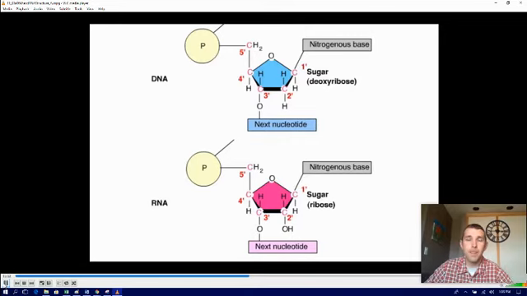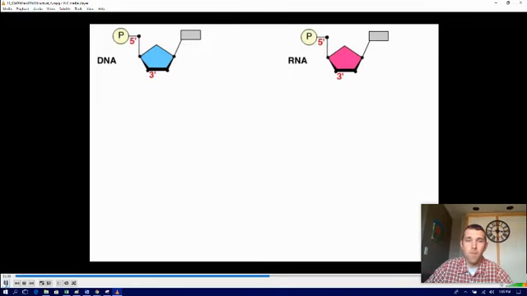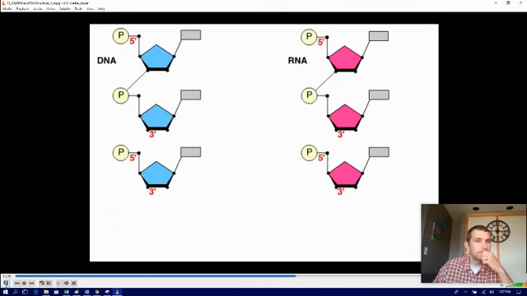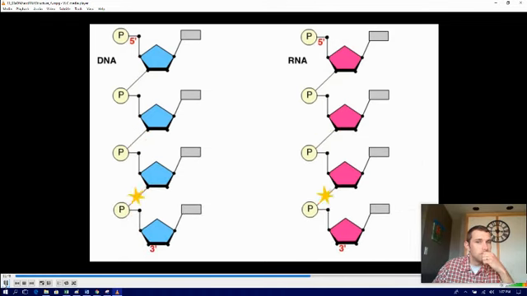The 1' carbon is bonded to the nitrogenous base, the 3' carbon to the next nucleotide, and the 5' carbon to the phosphate group. DNA and RNA are polynucleotides, long chains of nucleotides. Polynucleotides are always assembled in the 5' to 3' direction. A covalent bond forms between the carbon at the 3' position of a nucleotide and the phosphate group at the 5' position of the next nucleotide.